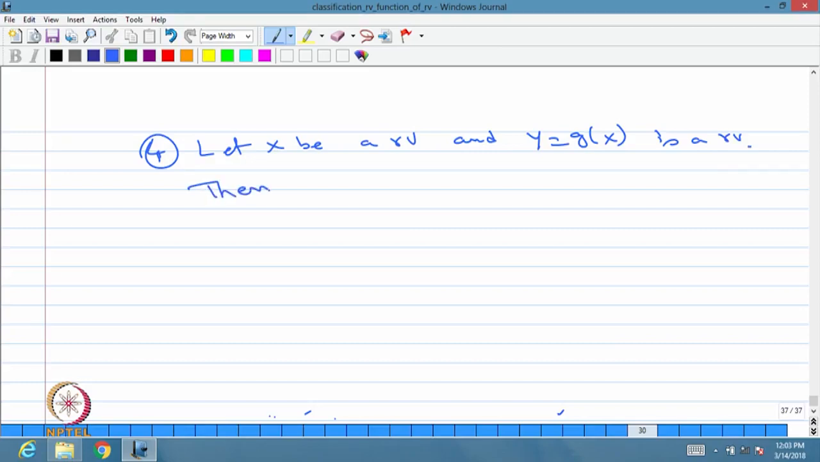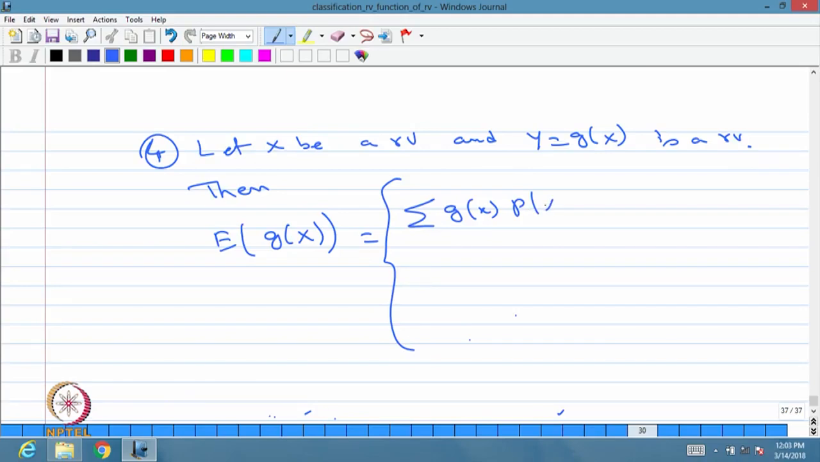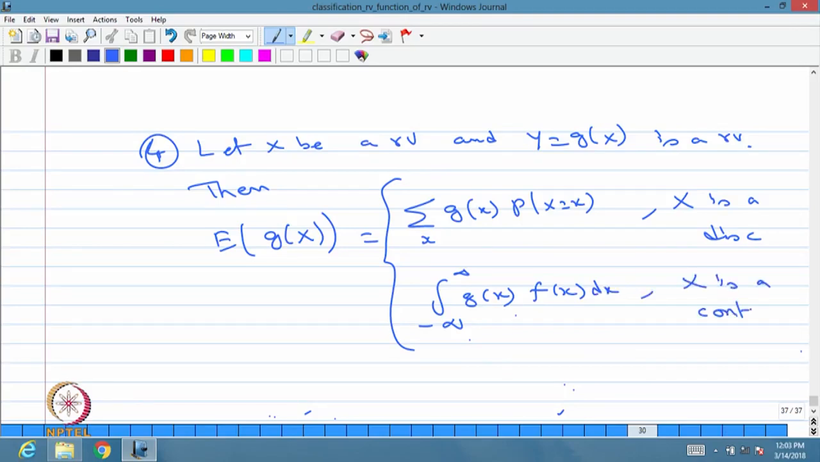Then you can find the expectation of g of x. That is the same as the summation of g of x times the probability that x takes the value x, summation over x, if the random variable x is a discrete type. If x is a continuous type random variable, it is the integration from minus infinity to infinity of g of x f of x dx. This can be proved, provided the expectation exists.